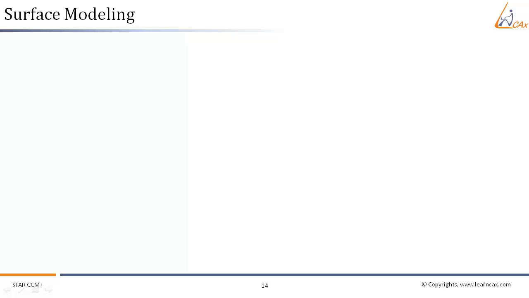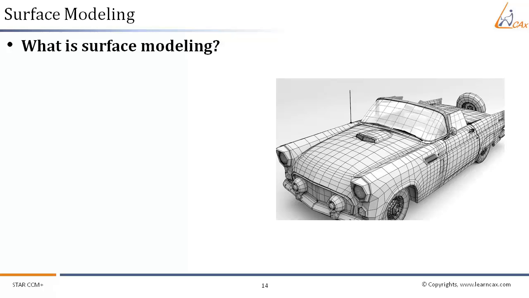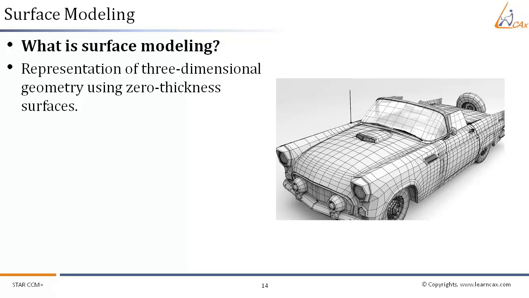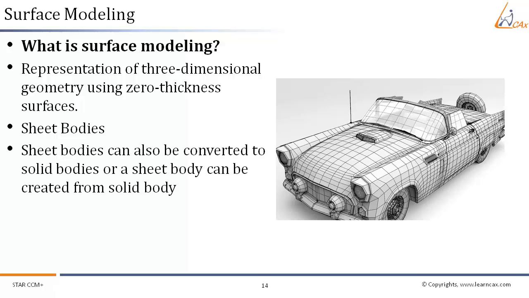We have repeated many times before as well. For CFD, we require a CAD model. CAD model can be solid filled model as well as only surface model. Dealing with surfaces is known as surface modeling. In this, a three-dimensional geometry is represented using zero thickness surfaces. These are known as sheet bodies. We use such surfaces, make them closed and extract the interior volume as CFD domain volume. Sheet bodies can also be converted to solid bodies or a sheet body can be created from a solid body.